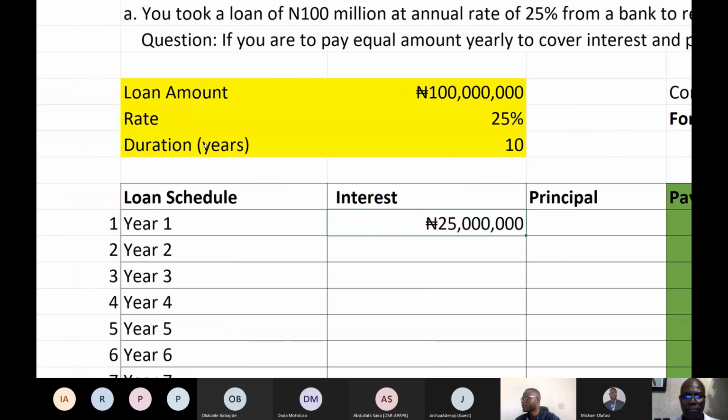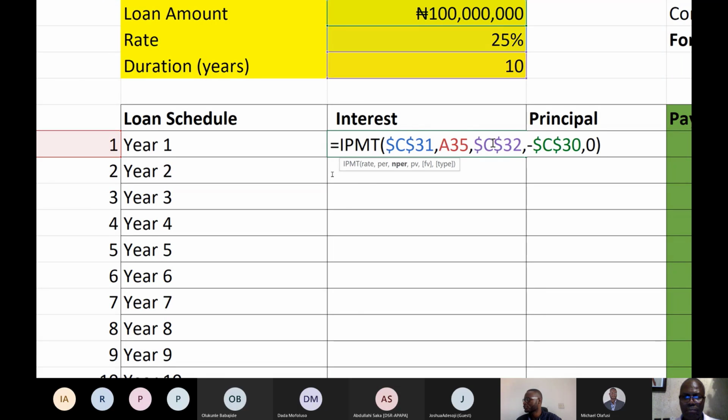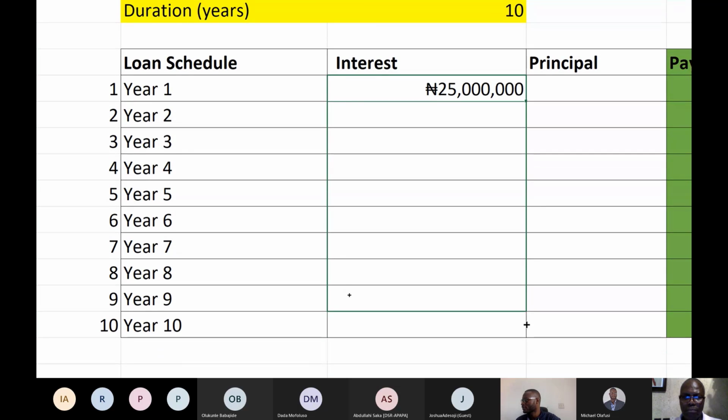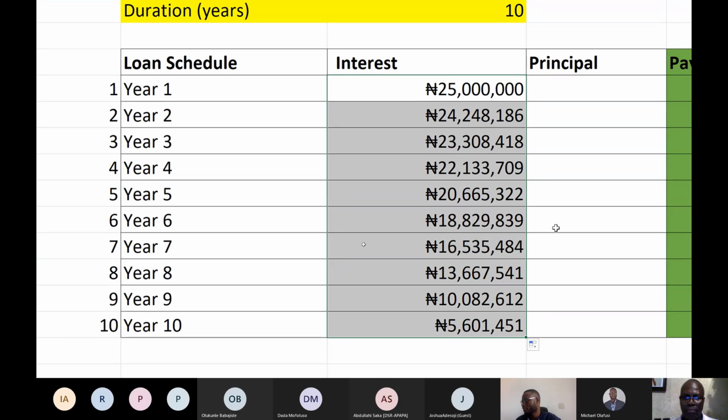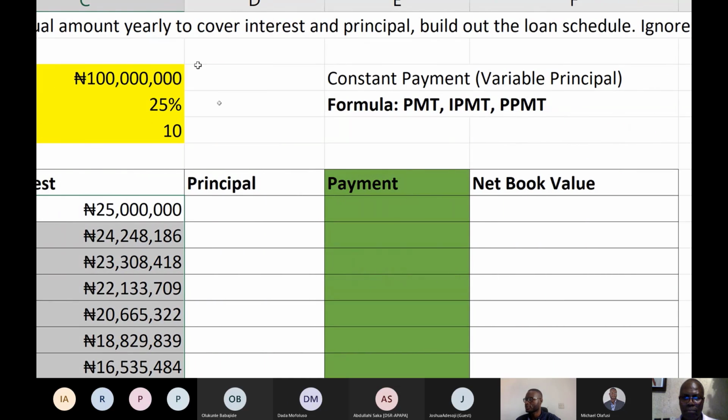And if you see, it makes a lot of sense. At the beginning of the loan, where I have the entire loan outstanding, 25% times 100 million is going to give you 25 million, right? So you see, it follows even the natural logic we apply. It's just that because there's an Excel formula already for it, I prefer to show you the formula so that we can drag this formula down, and you will see that it saves us a lot of stress. So this gets for us the interest, based on the constant payment method, okay?